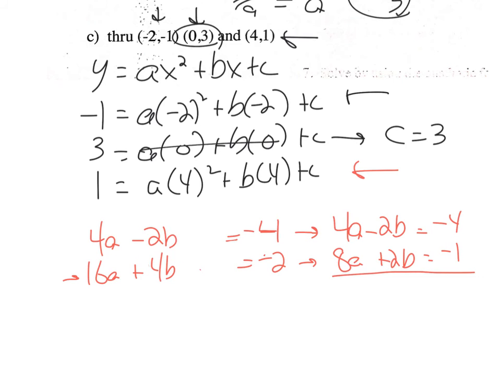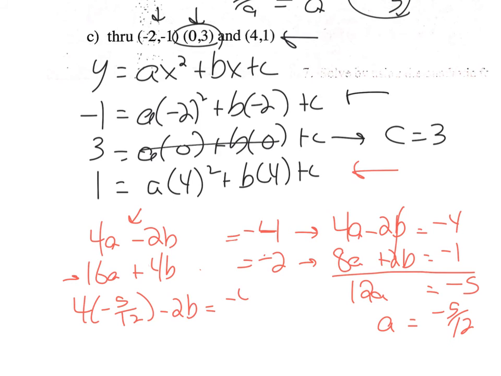Now I can just add the equations together. When I do that, the b's are gone. So I get 12a is negative 5. I said darn it because I got fractions again. a is negative 5/12. There's my a, yippee. To find my b, I'm going to plug it back in. I guess I'm plugging in right here. So I have 4 times negative 5/12 minus 2b is negative 4.